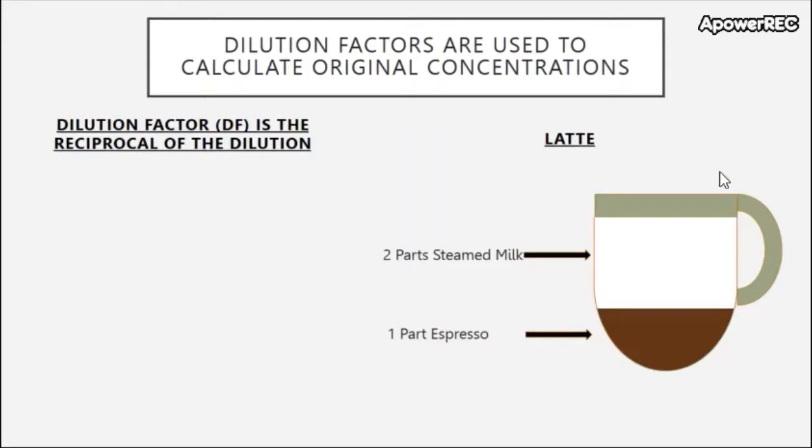So in this example here, we've made a very simple dilution of our espresso. We've taken 1 part espresso and added 2 parts steamed milk in order to make a latte. Let's think about this first intuitively, and then we'll understand how dilution factors work mathematically. So first of all, what is the percent concentration of espresso in the latte?